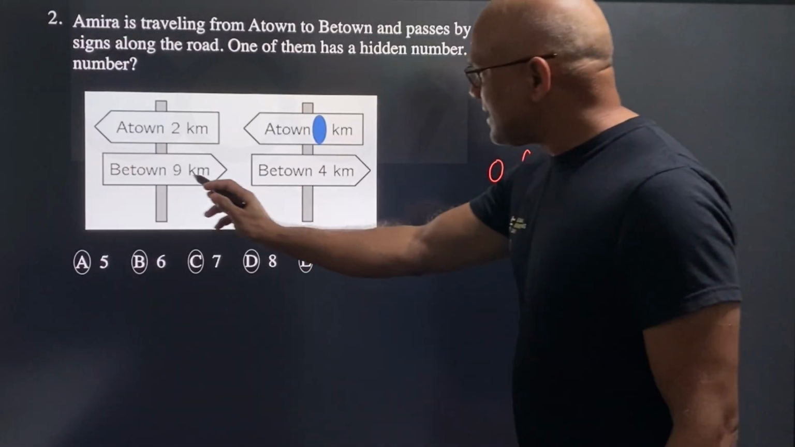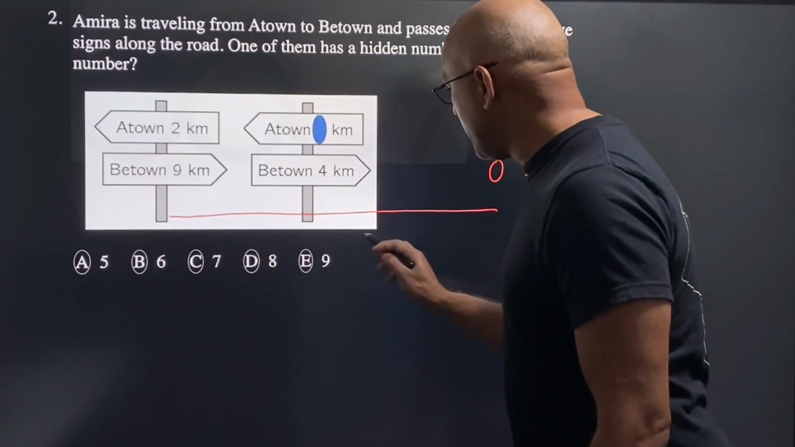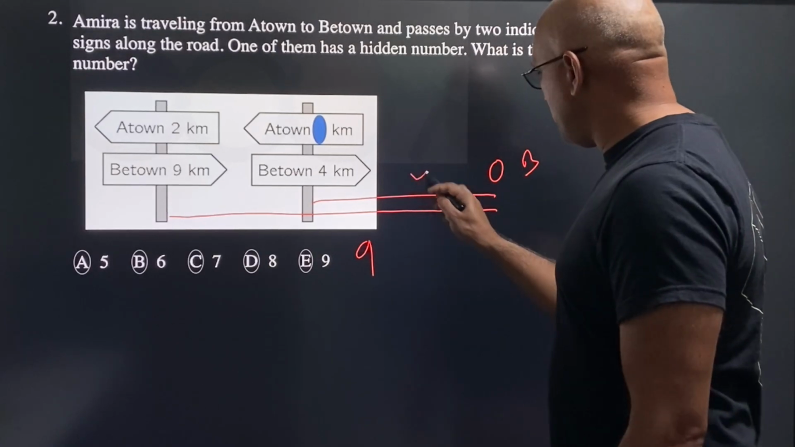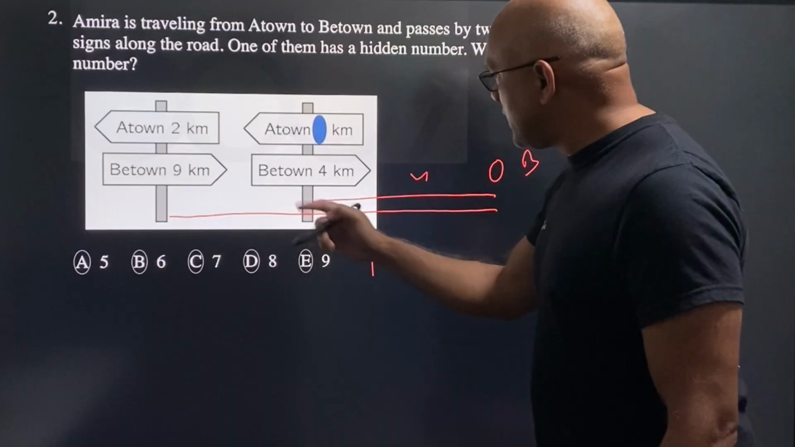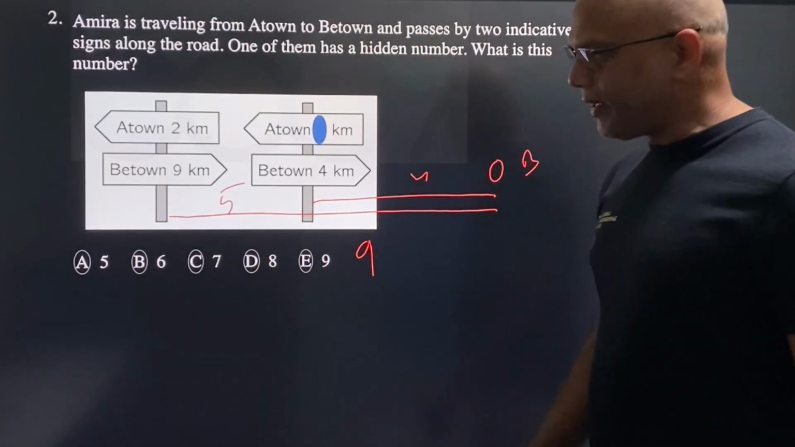Okay, so it says 9 kilometers from here. So this whole thing is 9. But from here, this is 4, right? Then what is this distance? So this distance has to be 9 minus 4, so this has to be 5, right?